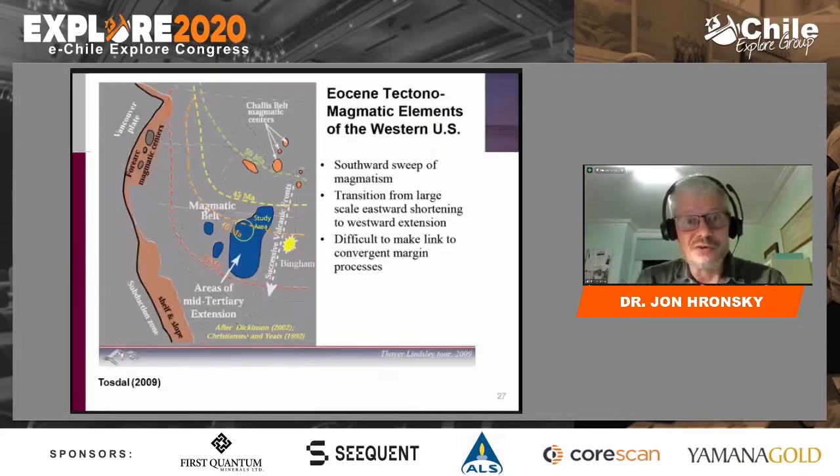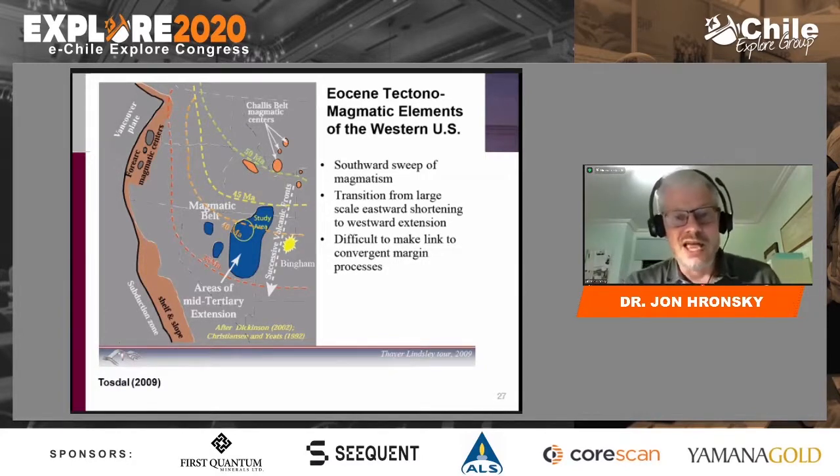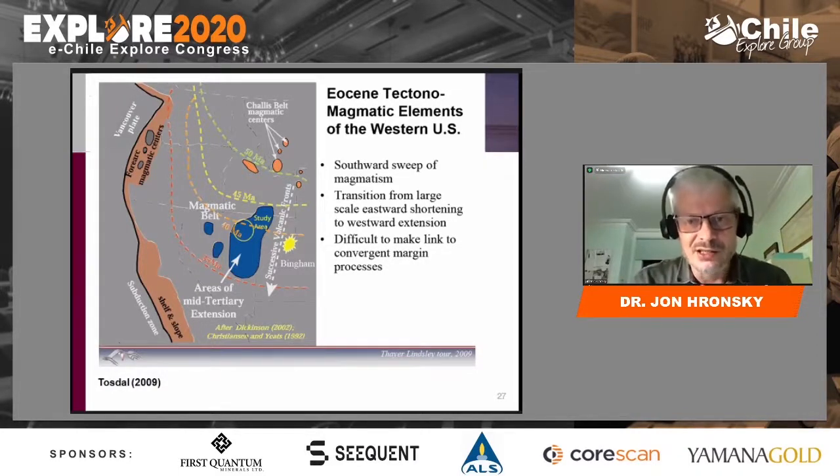Just to show you a few examples of this, the idea of the collapse of the Laramide orogen in the Eocene of the US, and we see the arc systematically sweep to the southwest as the slab rapidly steepens. When we look at higher resolution timing on this, we can see that it's exactly at that instant where that switch occurs that we see the deposits, and that's been shown at Bingham and in the Carlin trends.